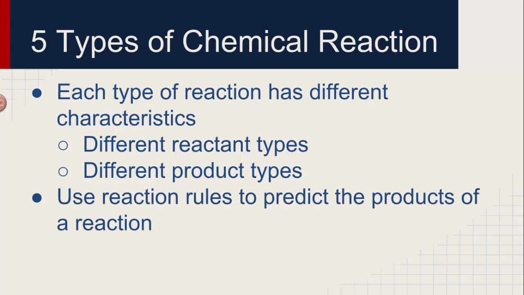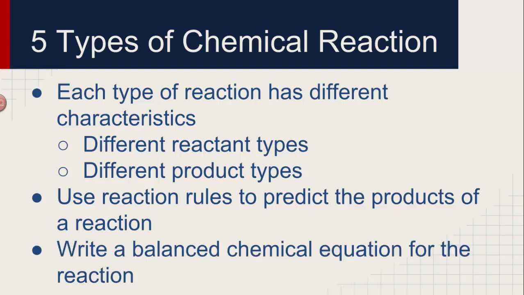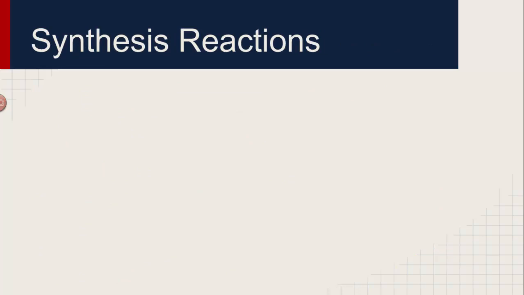There are rules that we're going to learn for each of the types that will allow you to take some reactants and predict what's going to happen. And that's our goal for the next few lectures, is to be able to identify, based on the reactants, what type of reaction it is, and then what is likely to form. Once we do that, we can write a balanced chemical equation for the reaction as a whole. Okay? So we're going to start by looking at synthesis reactions.